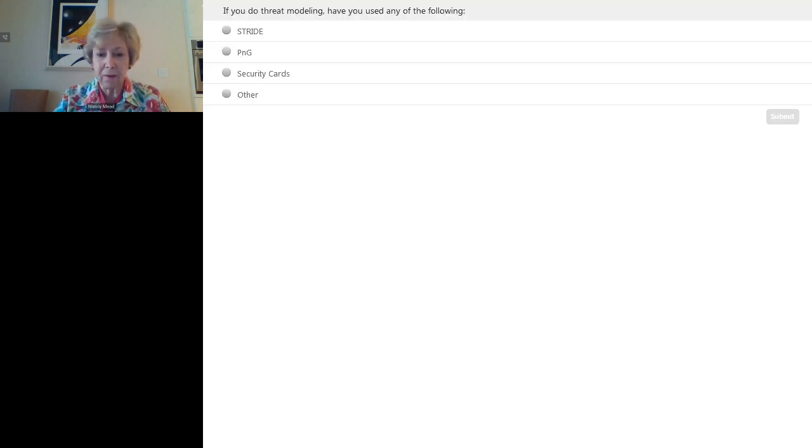So with that, for the 20 or so percent of folks that do threat modeling, have you used any of these methods? Or if not, have you used another method? I'll wait just a second to let you fill that in.